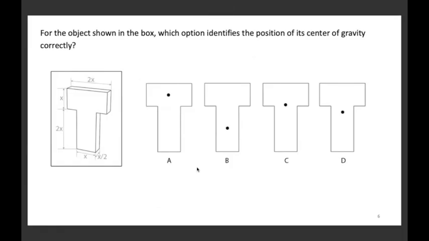For the object shown in the box, which option identifies the position of the center of gravity correctly? Okay.